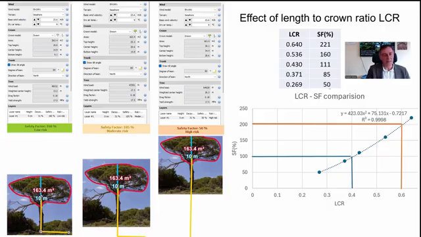And if you compare all the other parameters, I mean, wind and the tilt and all the parameters were unchanged, only the tree height was modified. What you see is clearly indicating whenever the length to crown ratio is lower, the safety factor is lower as well.